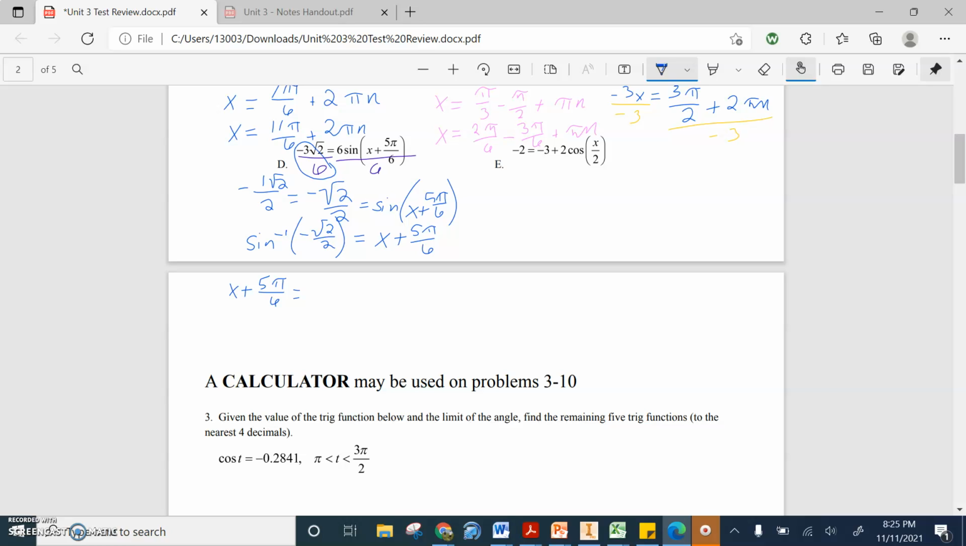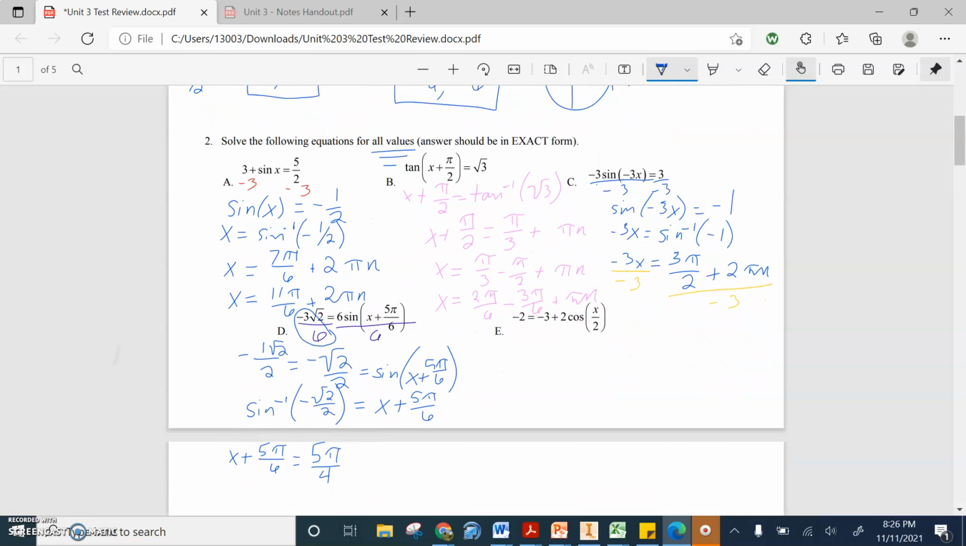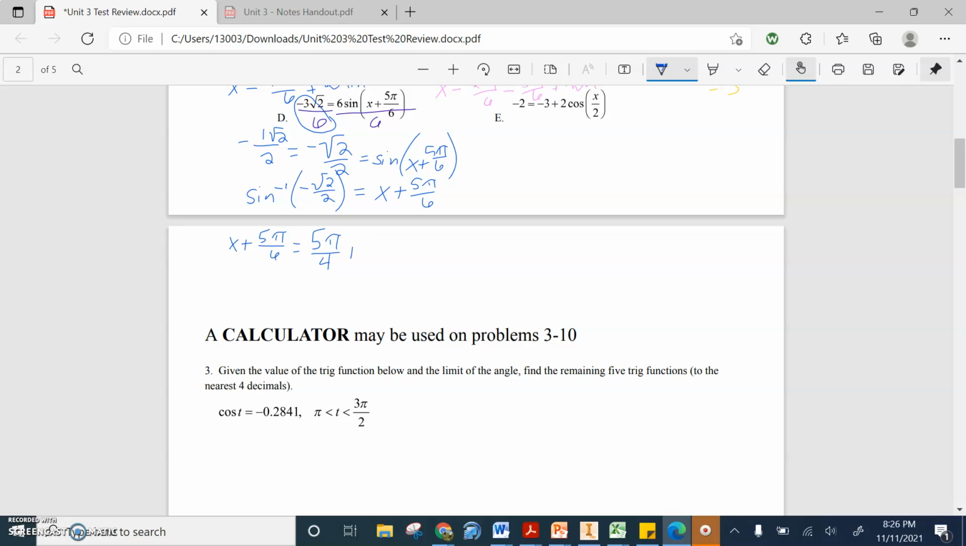So the arc sine of negative square root 2 over 2: root 2 over 2 is a 45-degree reference angle, and sine is negative in the third and fourth quadrant. So 45 degrees in that quadrant gives 5 pi over 4. And if you look back at the instructions above, solve for all values, so we take our answer plus 2 pi n. The other answer for arc sine of negative root 2 over 2 is in the fourth quadrant, so 7 pi over 4 plus 2 pi n.